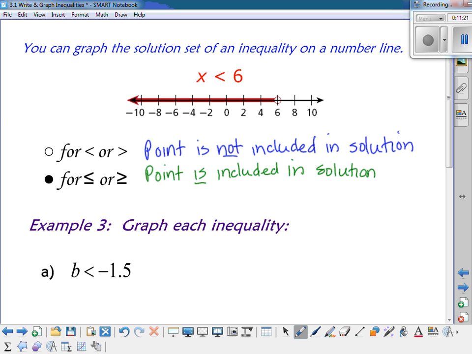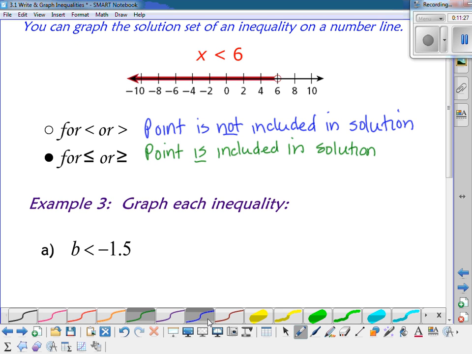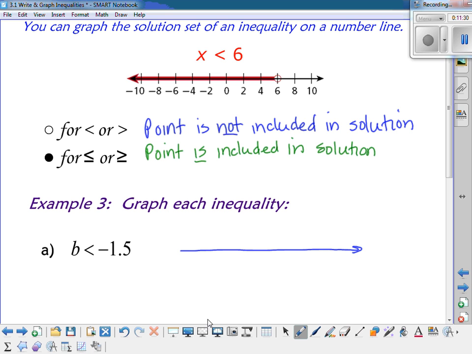Okay, so for example, to graph the inequality b is less than negative 1.5. First I need my number line, so I'm going to draw myself a number line. And I know negative 1.5 is going to be between negative 1 and negative 2. So I've got negative 2, negative 1, 0.